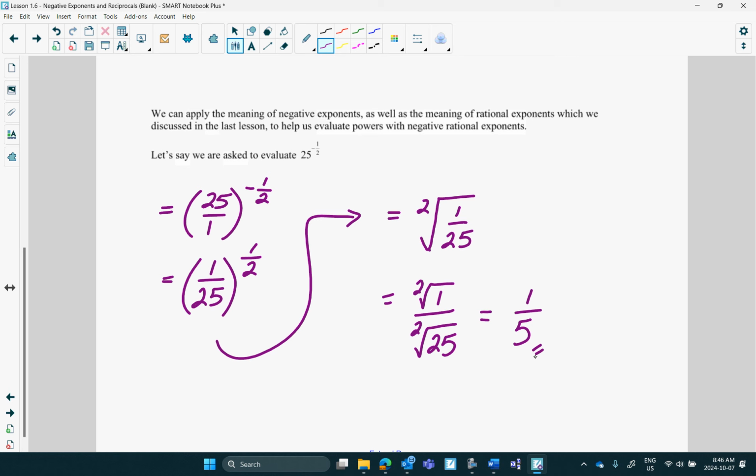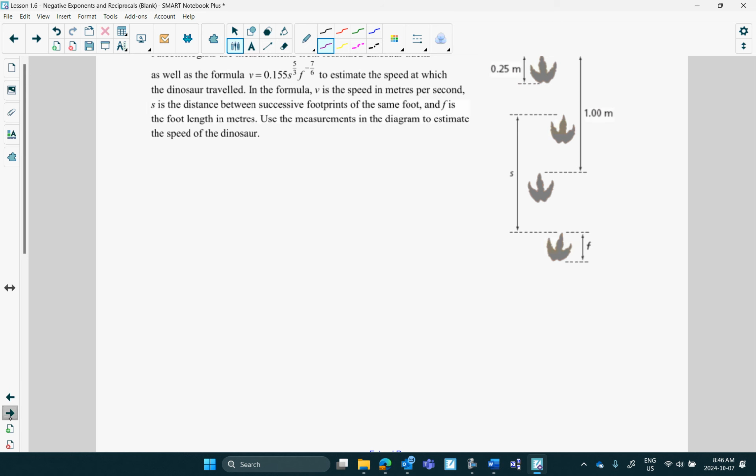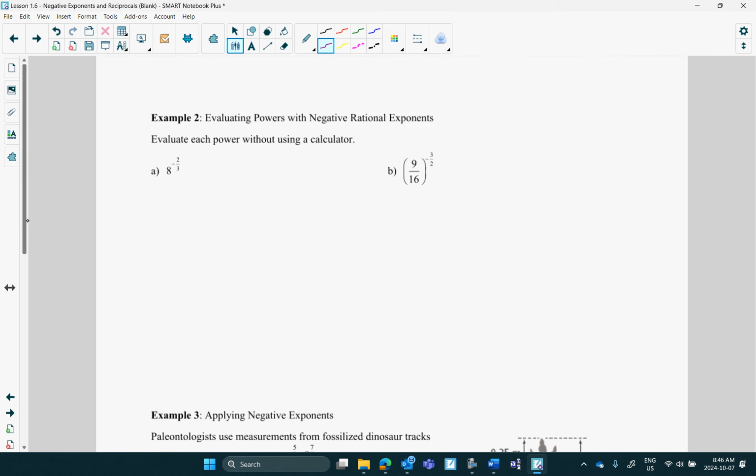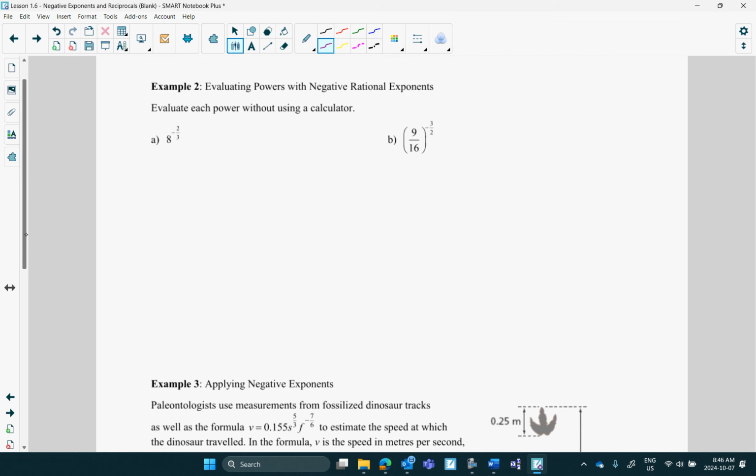Try the next example, A. Work with a partner if you want to. Very similar. Except now we've got a number besides 1.